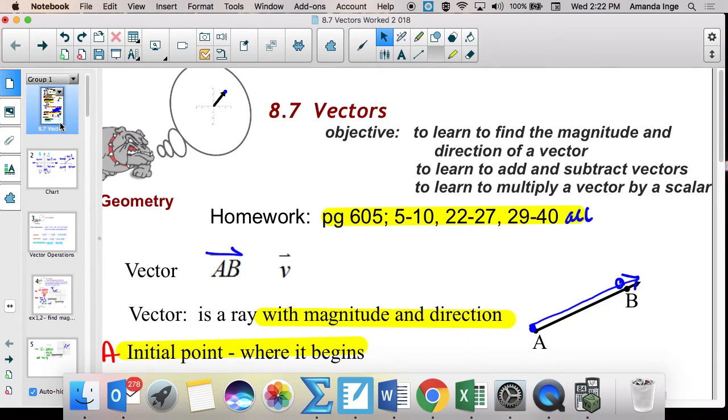So going back, the homework is on page 605, 5 through 10, 22 through 27, 29 through 40. So let's get those done. If you have a few minutes, you probably could get some of them started. If you have trouble with this, go back and watch the video.